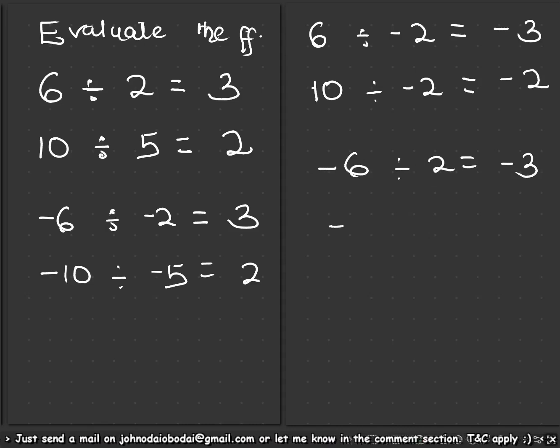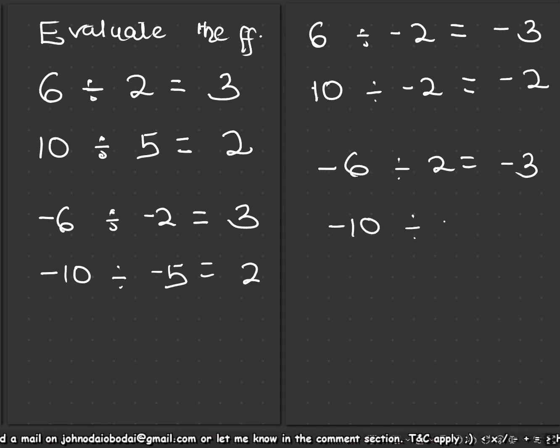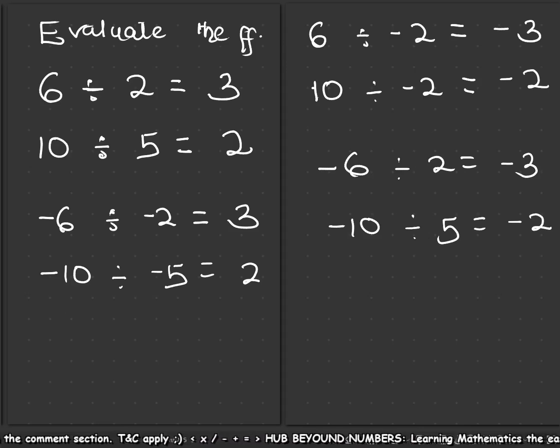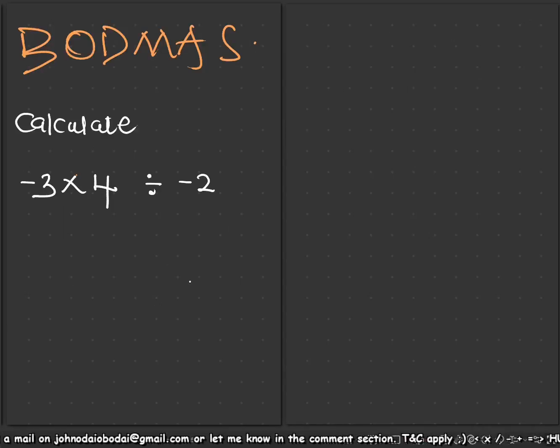And finally, -10 dividing 5. That gives us a -2 because the signs are different. So these are how we evaluate what? Multiplication and division of integers. Now let's take some mixed ones and then see how best we can apply it. And so our first question says we have to calculate -3 times 4 divided by -2.